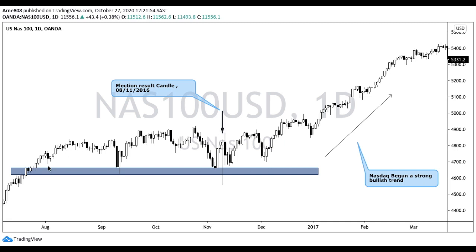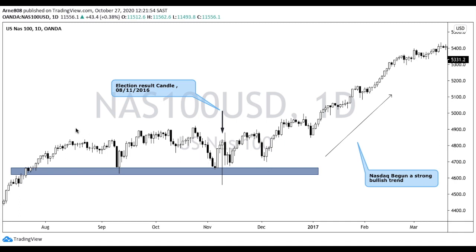So you can see NAS was ranging and was just consolidating. It had no proper direction. But the day the president was announced, it tapped this zone, triggered, you can call it a stop hunt or whatever. It tapped this zone, rejected, closed above, then days later it continued in a strong bullish trend. Stocks started to appreciate and gain value, so much.